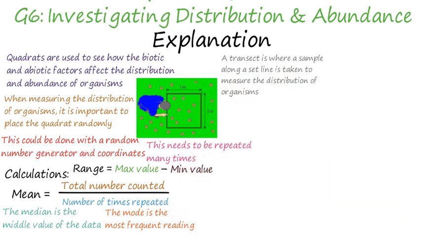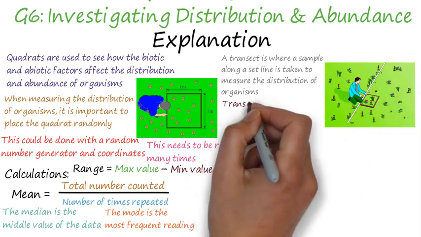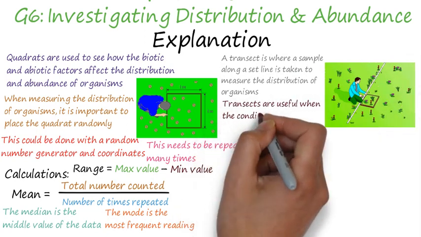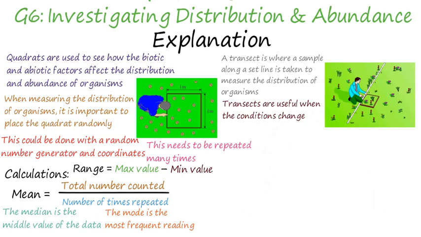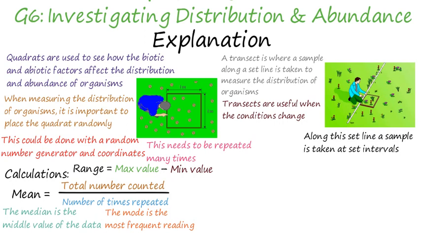Transect sampling is another method, and you're probably most familiar with a line transect. A transect is where you sample along a set line and measure the distribution of organisms. Transects are useful when the conditions change along it. For instance, a transect could be done from a shaded area of the field to a non-shaded area. Along this set line, you will sample at set intervals, for instance, every 2 metres.